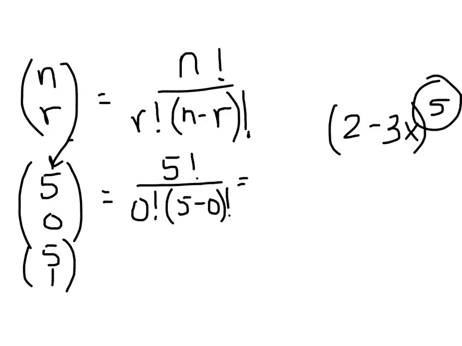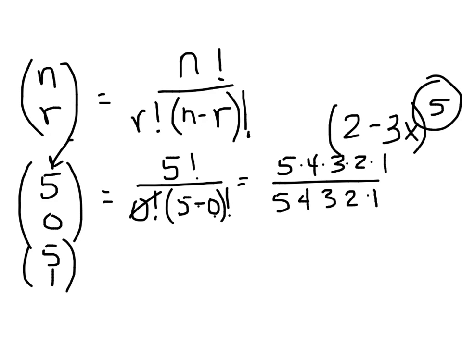Now again, 5 factorial would be 5 times 4 times 3 times 2 times 1. On the bottom, 0 factorial doesn't really happen. 5 minus 0 is 5, so you have 5, 4, 3, 2, 1. And what happens is, instead of multiplying everything all out, just cancel things that they share in common, and I'd end up with 1. That was the first number in our row.